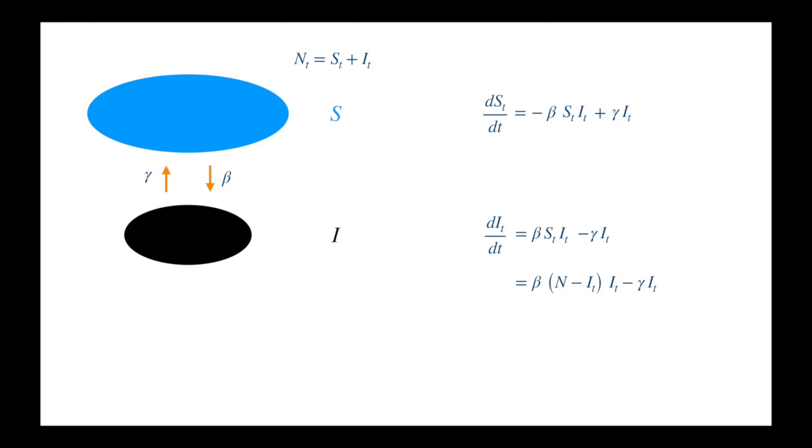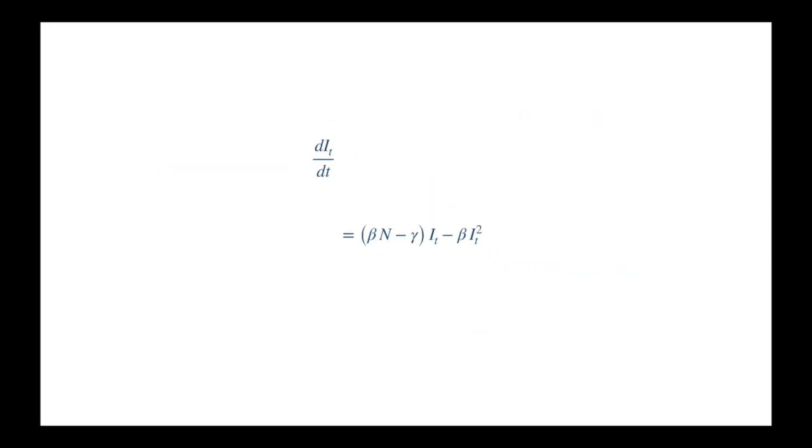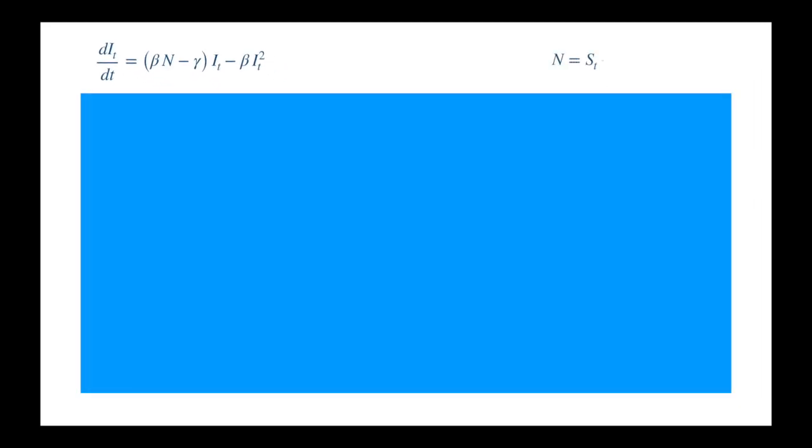Let's remove the brackets and combine the I terms. We just have to solve for I now, and then we know S plus I equals N, which is a constant, so we can then determine S easily. Now this differential equation is the famous Bernoulli equation. It's not a linear equation, but one can easily linearize it by considering the following transformation.